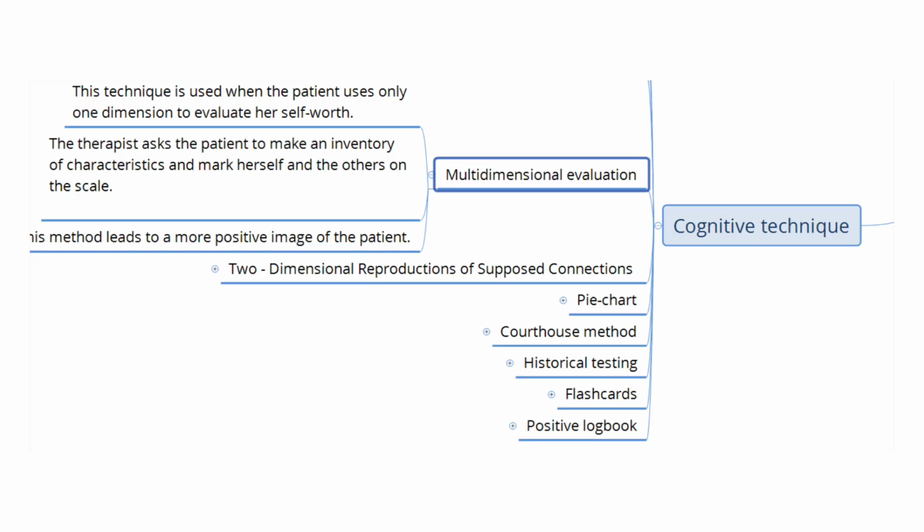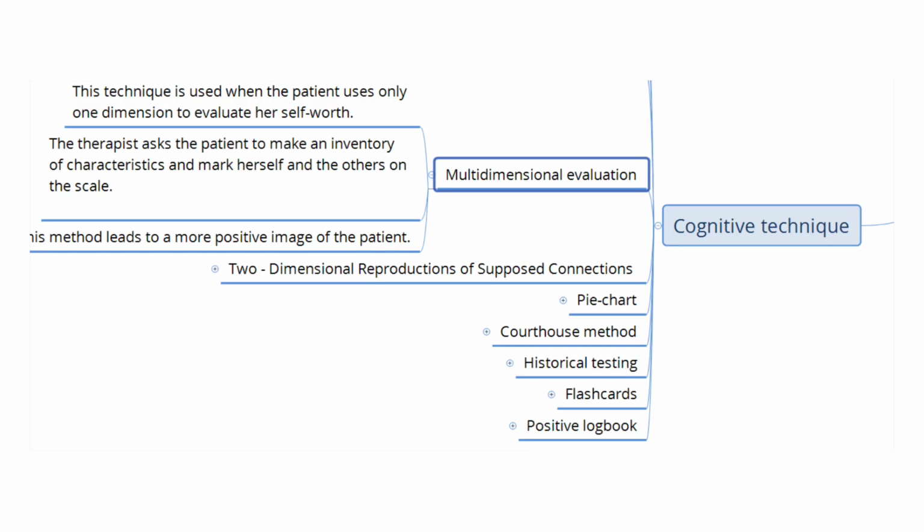This technique is used when the patient uses only one dimension to evaluate her self-worth. For example, I am not worthy because I scored less marks in an exam. In this case, the therapist asks the patient to prepare an inventory of the characteristics that the patient thinks makes a person worthy. The patient usually names the characteristics which she lacks, for example, having no friends, scoring low marks on an exam, etc.